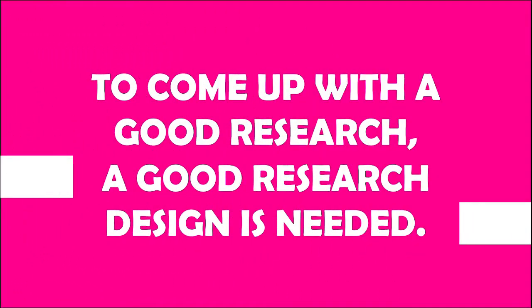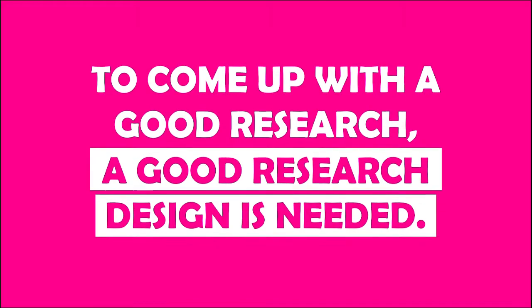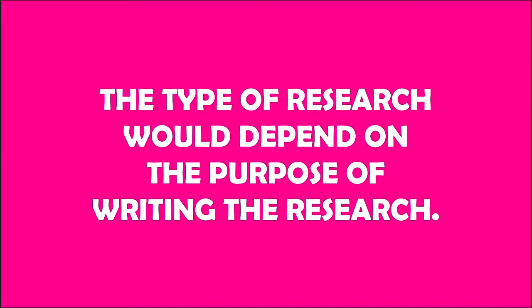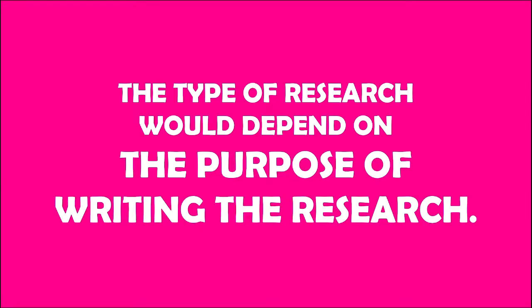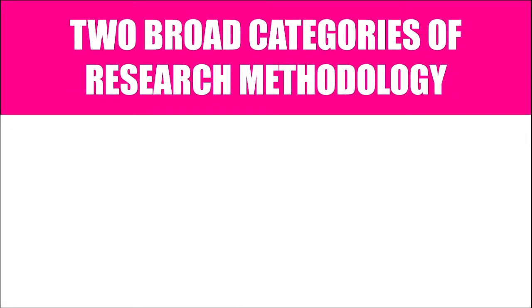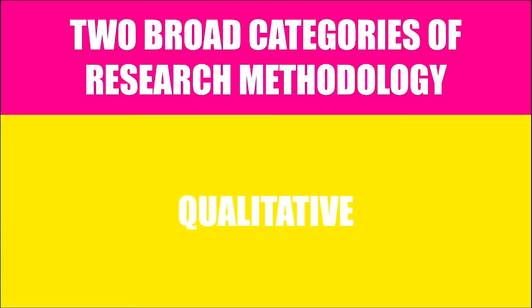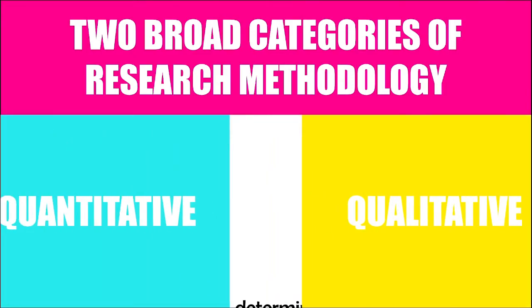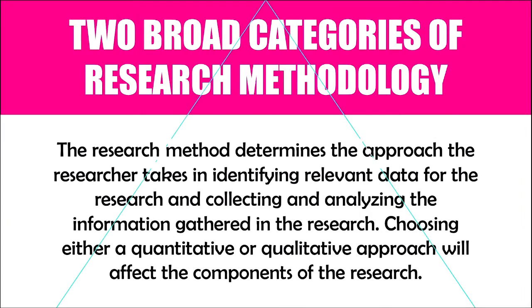Let's find out. To come up with a good research, a design is needed. The type of research would depend on the purpose of writing the research. There are two broad categories of research methodology: qualitative and quantitative research. The research method determines the approach the researcher takes in identifying relevant data for the research and collecting and analyzing the information gathered in the research. Choosing either a quantitative or qualitative approach will affect the components of the research.